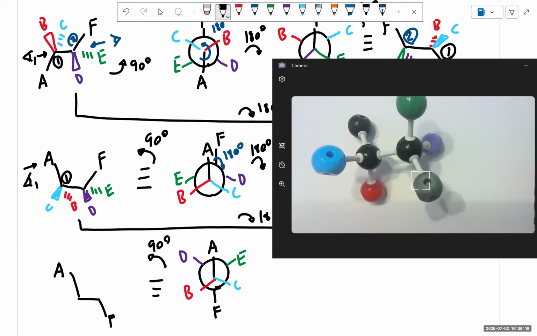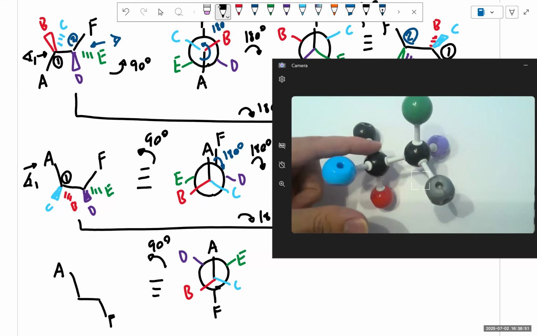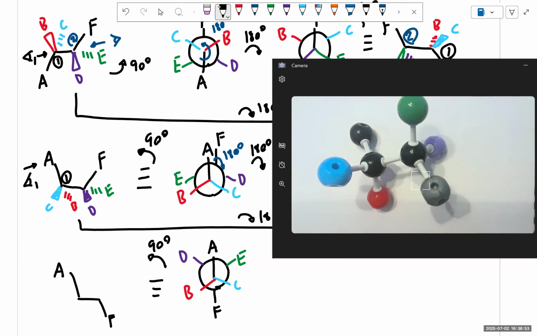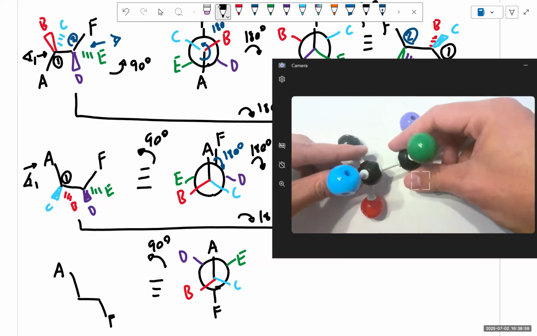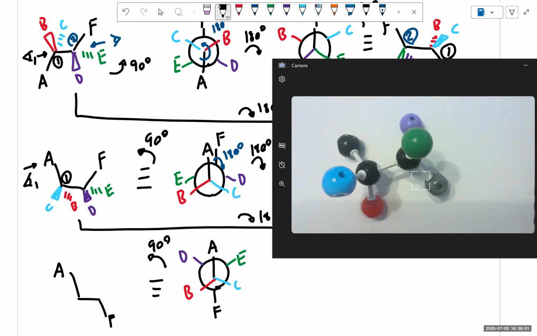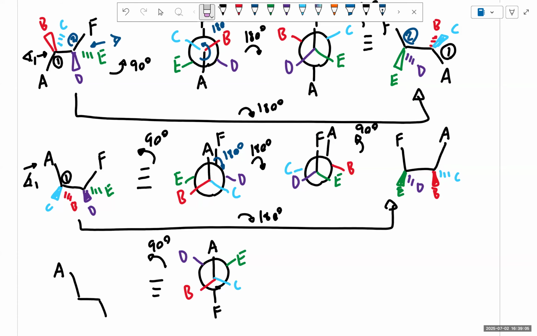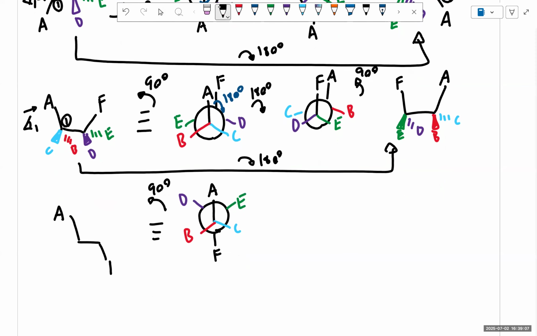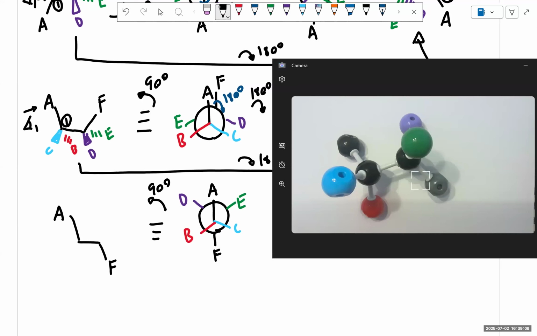So as we can see in the skeleton, carbon 1 is on the left, carbon 2 is on the right, atom A is pointing up and to the left, atom F is pointing down and to the right. So here's what our skeleton looks like. Let's now fill in the skeleton with our groups. So in this case, our wedged groups, the groups pointing towards us, are atoms C and E.